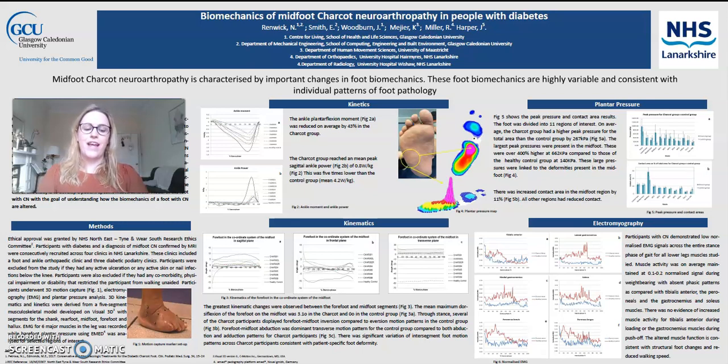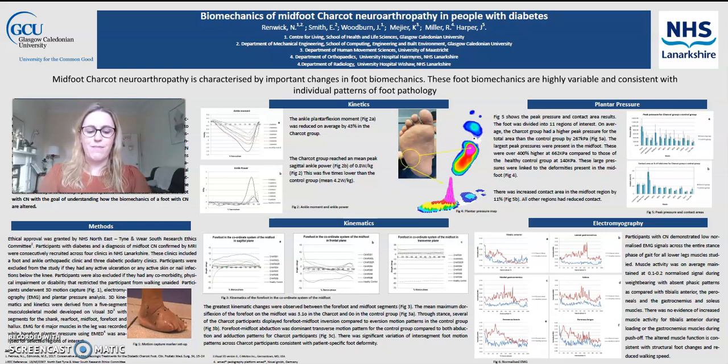In Figure 5a, you can see that the Charcot group had a higher peak pressure than the control group for the total area. The largest peak pressures were present in the midfoot and were much larger than that of the control group. In some individual cases, the EMED platform was actually saturated. Therefore, the Charcot average for the midfoot is probably much higher.